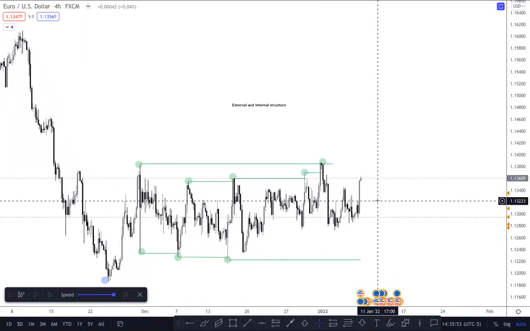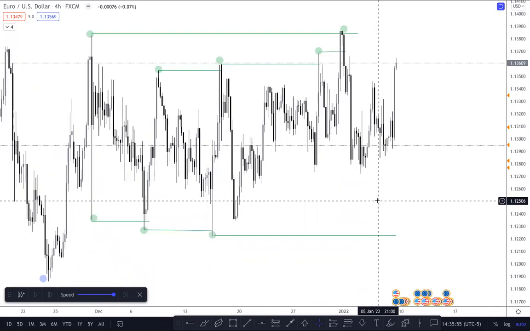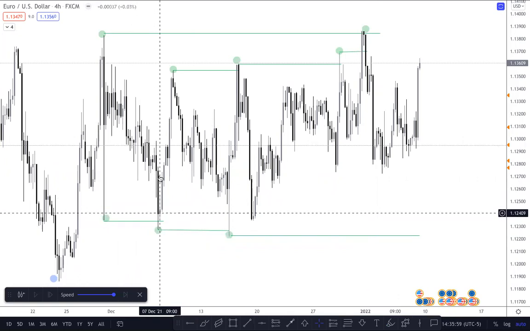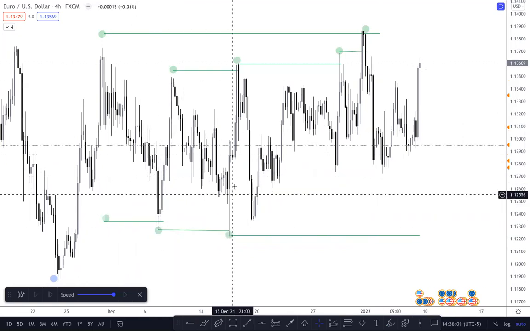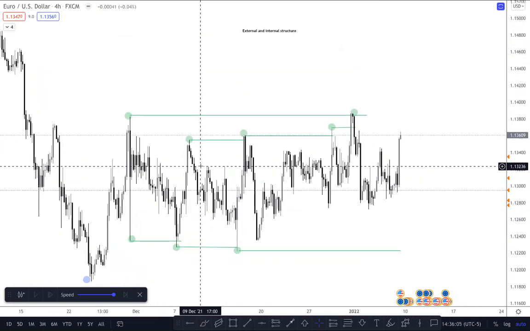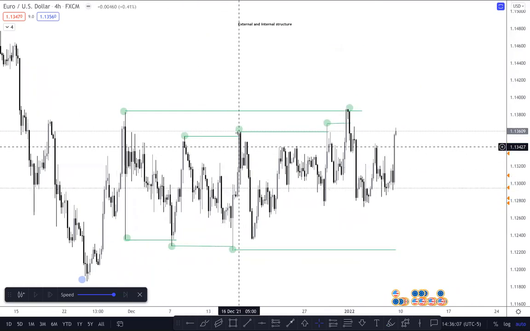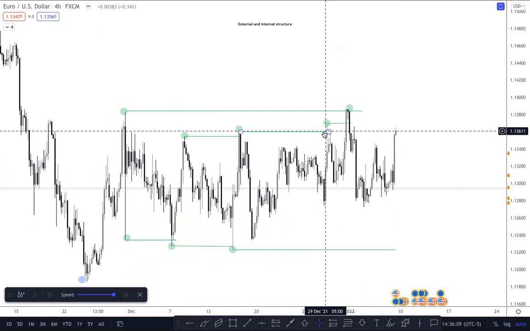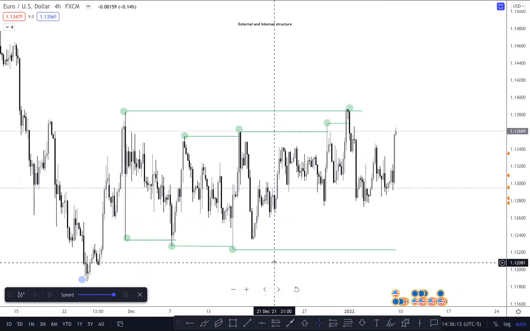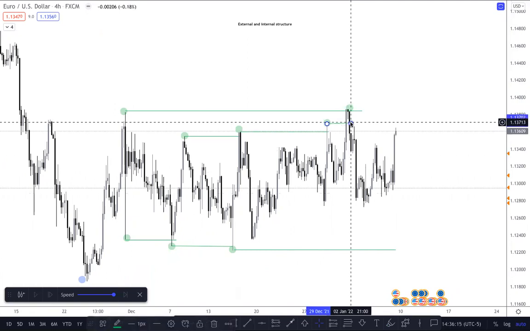or the external liquidity. As we can see, price comes down, sweeps the structure point, comes back up, sweeps the structure point, comes back up. Same side on the opposite end of the external liquidity. Sweeps the structure point, comes down, sweeps the structure point, comes down, sweeps the structure point, comes down. This is all inducement in the market.